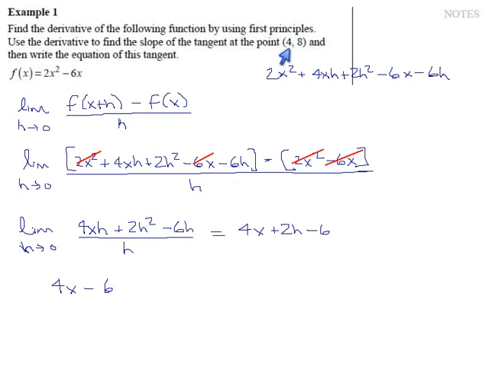If x is 4, then the slope at 4 would be 4 times x minus 6. 4 times 4 is 16, minus 6 is 10. So at that point, they're talking about, the slope is 10. I didn't need the y-coordinate because this slope formula doesn't say anything about y. It says, just give me the x, that'll be enough. So the derivative is 10.